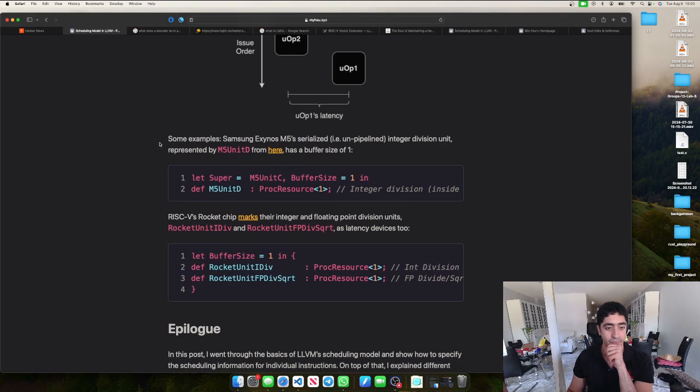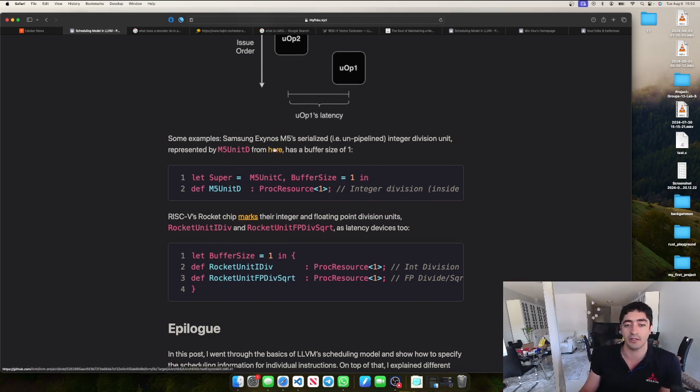Okay. Some examples. Samsung Exynos M5 serializes its non-pipelined integer division unit, represented by M5 unit D from here. Where is here?